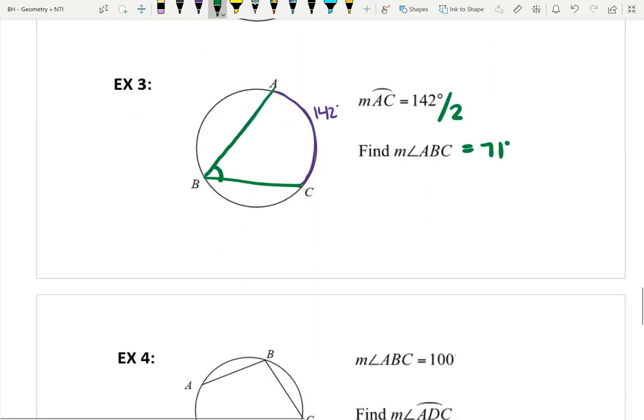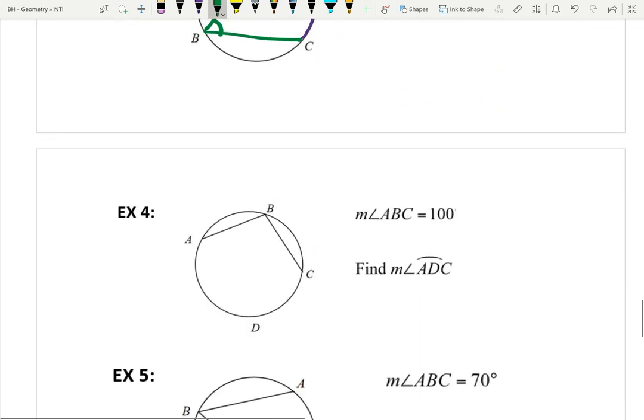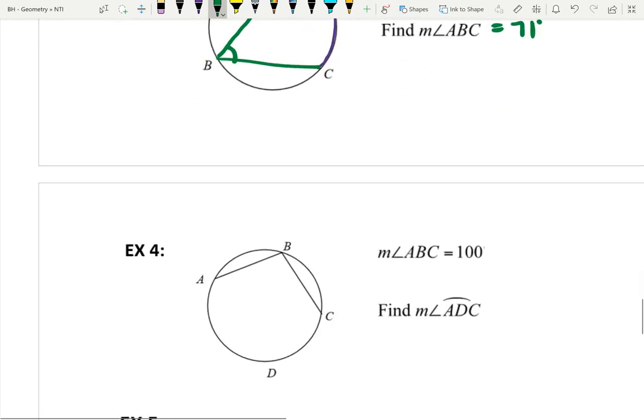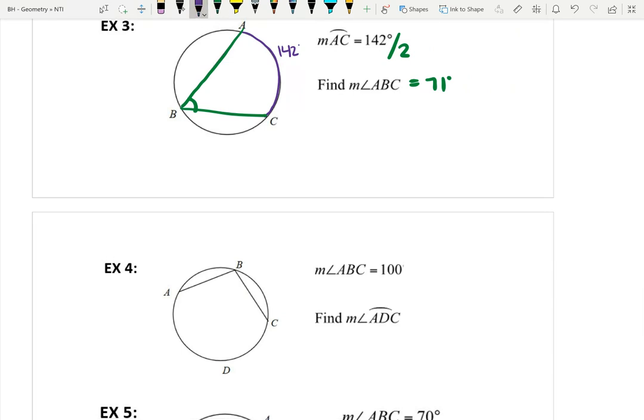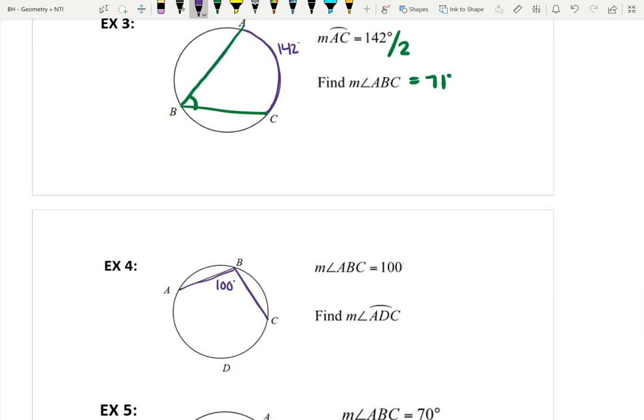Okay. Example 4. Almost done, guys. So example 4, it says the measure of angle ABC is 100. So you got to be really careful. This time it's going the opposite direction. So we're starting with the inscribed angle. So I know that this angle right here is going to be 100 degrees. Okay. It wants you to find the measure of arc ADC.